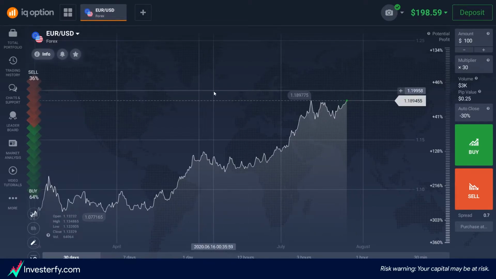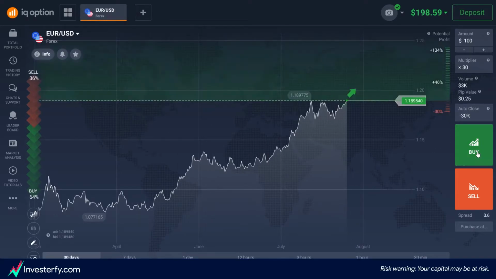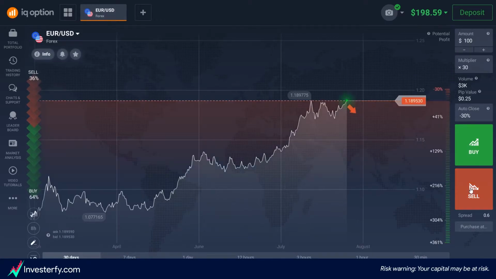So if you want to bet on the euro getting stronger against the dollar, then you would go for this currency pair and then buy. If you think that the US dollar is going to get stronger against the euro, then you can open a sell order here, which allows you to bet on just that.